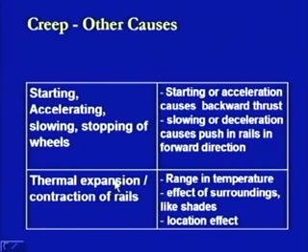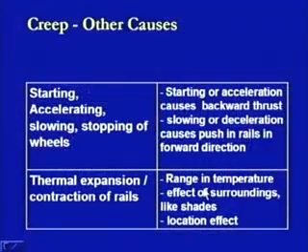Another aspect is the thermal expansion or contraction of rails. As we have seen, the rails are laid at a certain temperature, and if the surrounding temperature is lower or higher than that, in both cases there will be relative movement of the rail section. That is what is known as the thermal movement of the rails, may be expansion or contraction.